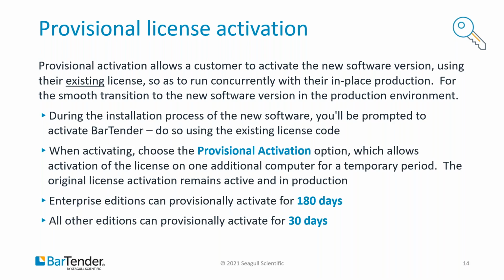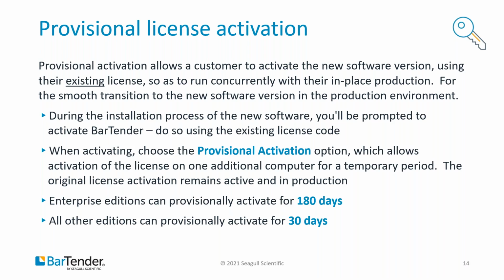Basically, during the installation process of the new software, so we are presuming a version upgrade, the user will be prompted to activate the BarTender software. And at that point, if they wish to do a provisional activation, they would enter in their existing license code. When doing so, they will be prompted if they wish to do a normal activation, which will make this new computer be the license server, or if they wish to choose a provisional activation option.